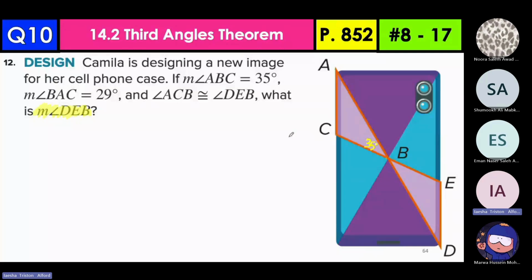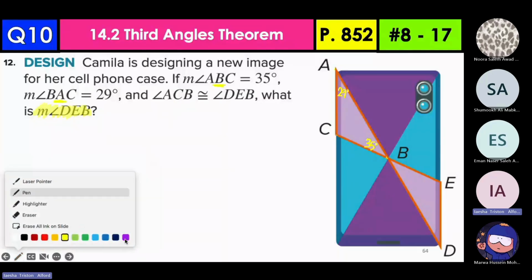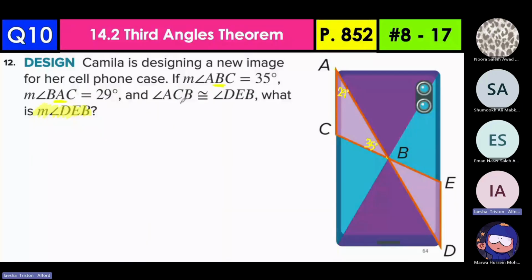Then it says the measure of angle BAC. Start at B, go to A, stop at C. The one in the middle, angle A, is going to be 29 degrees. Make sure that you put the number at the letter in the middle. Then these two, we do not know the measure. So what can we write when we do not know the measure for the angle? X. So both of these, you're going to put X. ACB, start at A, go to C, stop at B. This is X.